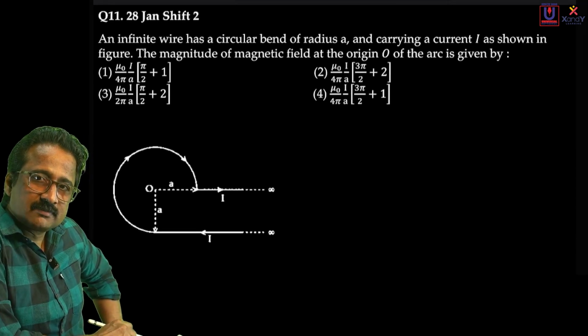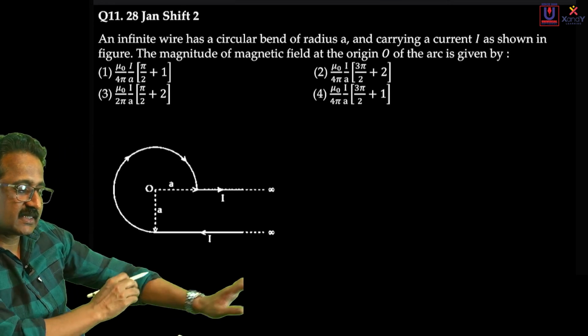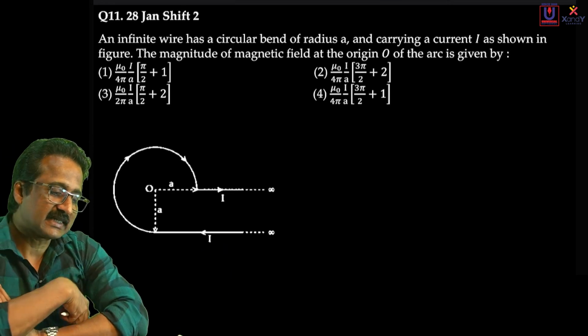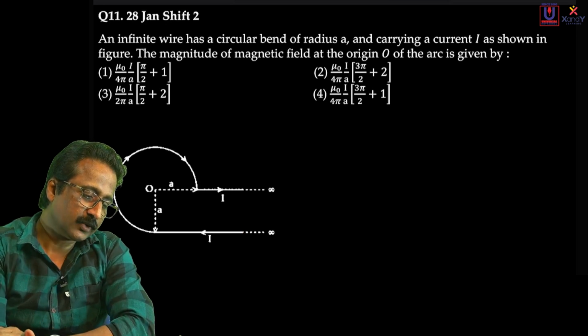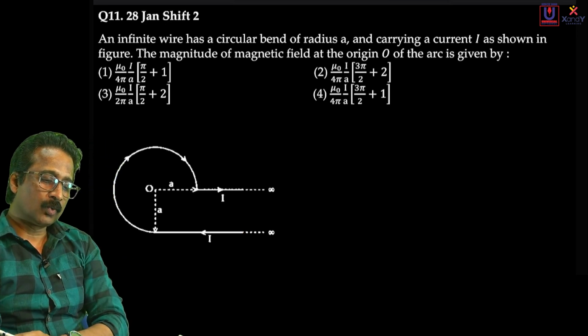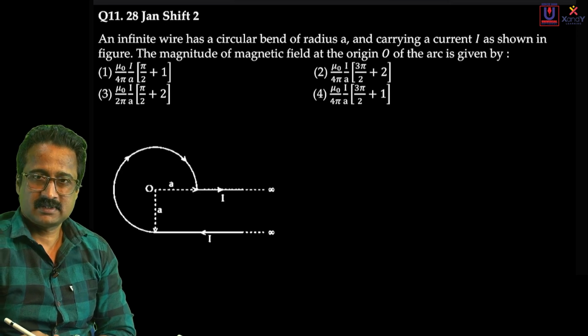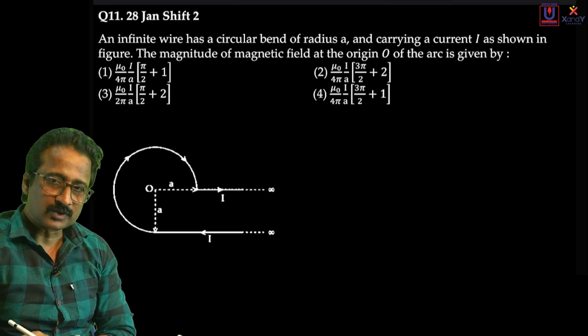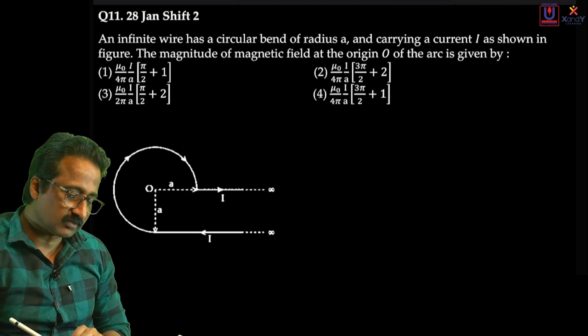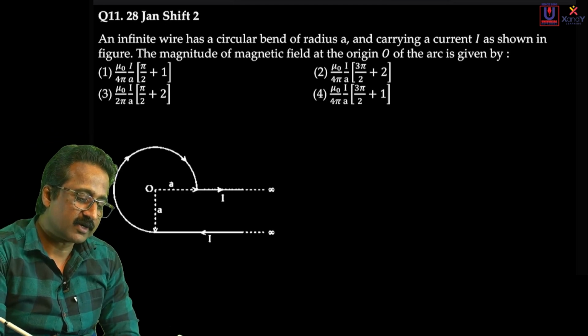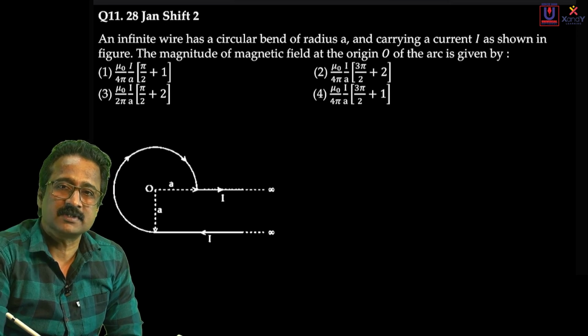Here is the next one. An infinite wire has a circular bend of radius a and carries a current of I as shown in the figure. The magnitude of magnetic field at point O at the center of the arc is. You can see a circuit here which is a combination of a 3/4 circle and 2 long wires. You are required to find the total field at the center of the circle.